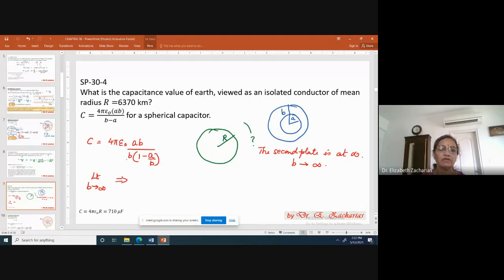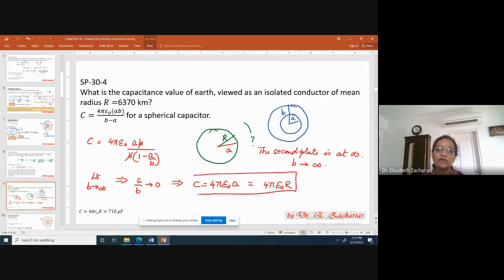When B tends to infinity, this B and B will cancel out. A by B tends to 0, because B tends to infinity. So the denominator will have only 1, and you will get C is equal to 4 pi epsilon naught A. And what is A? A is only R. So you get 4 pi epsilon naught R. So the formula for the capacitance is C is equal to 4 pi epsilon naught R if I'm talking about an isolated capacitor with only one plate.